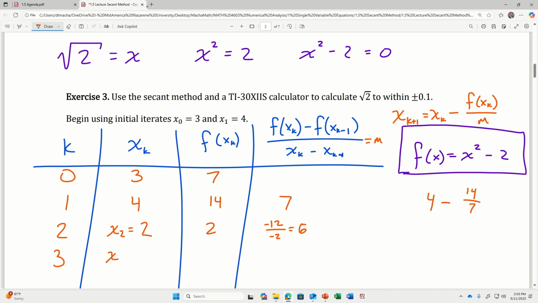And so when k is equal to 3, x3 must be equal to 2 minus 2 over 6. That's 2 minus a third. So it's like 5/3 (1.667-ish).